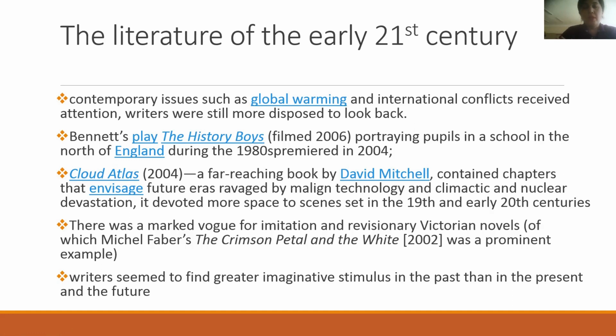Also, we can mention some works which were still imitating the themes or topics of previous centuries, such as Victorian novels, for example, Michel Faber's The Crimson Petal and the White. It was one of the prominent examples of this century. And also, if we compare the literature of the 20th century with the 21st century, writers seem to find greater stimulus in the past rather than in the future or in the present.